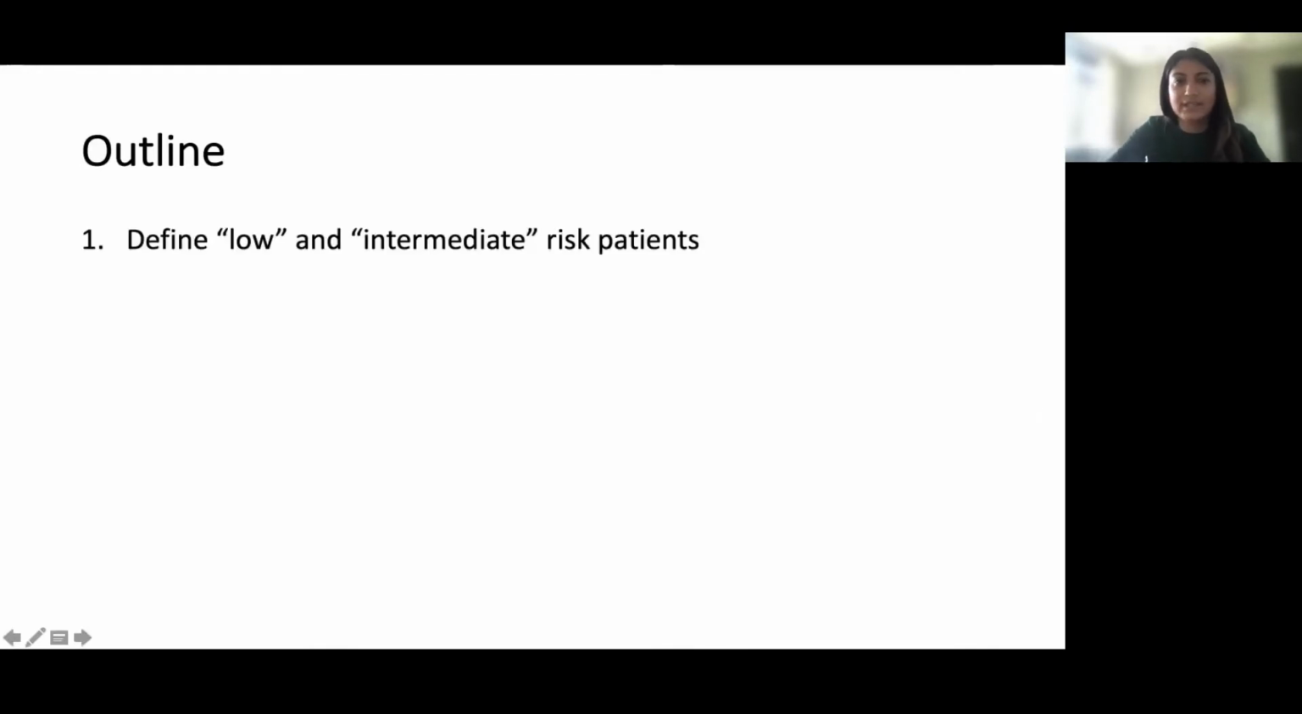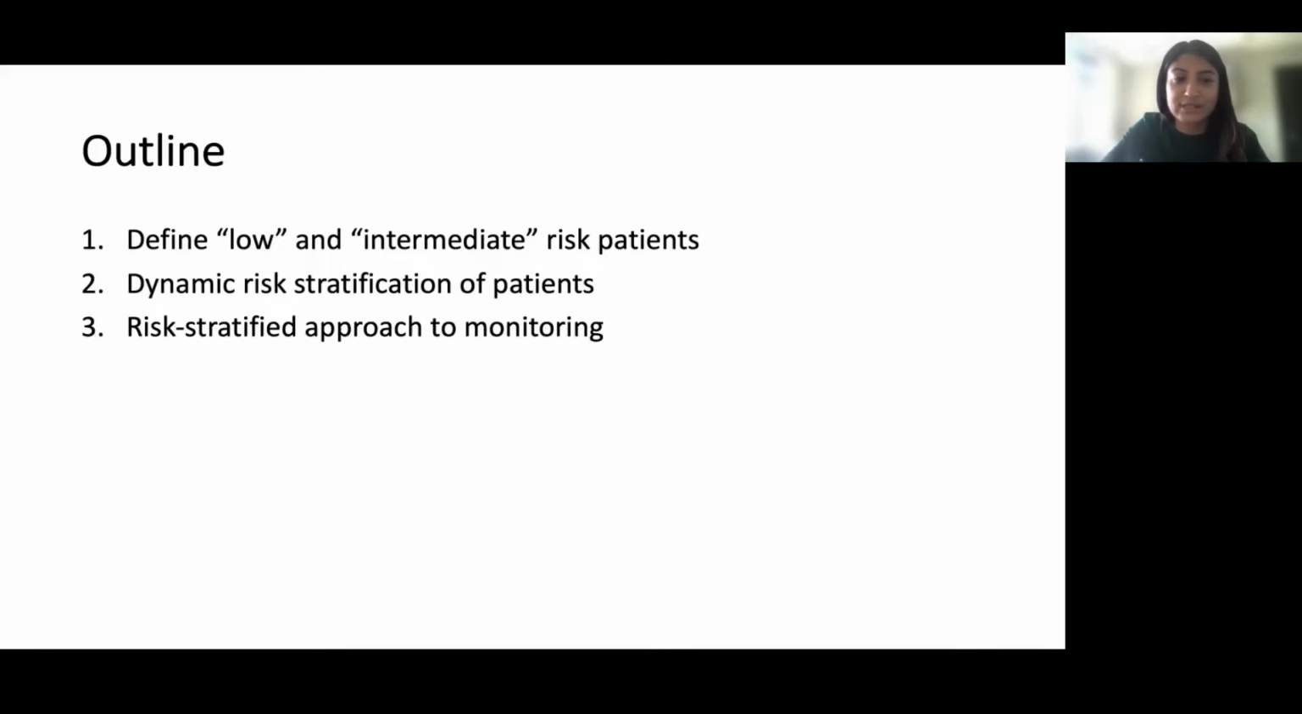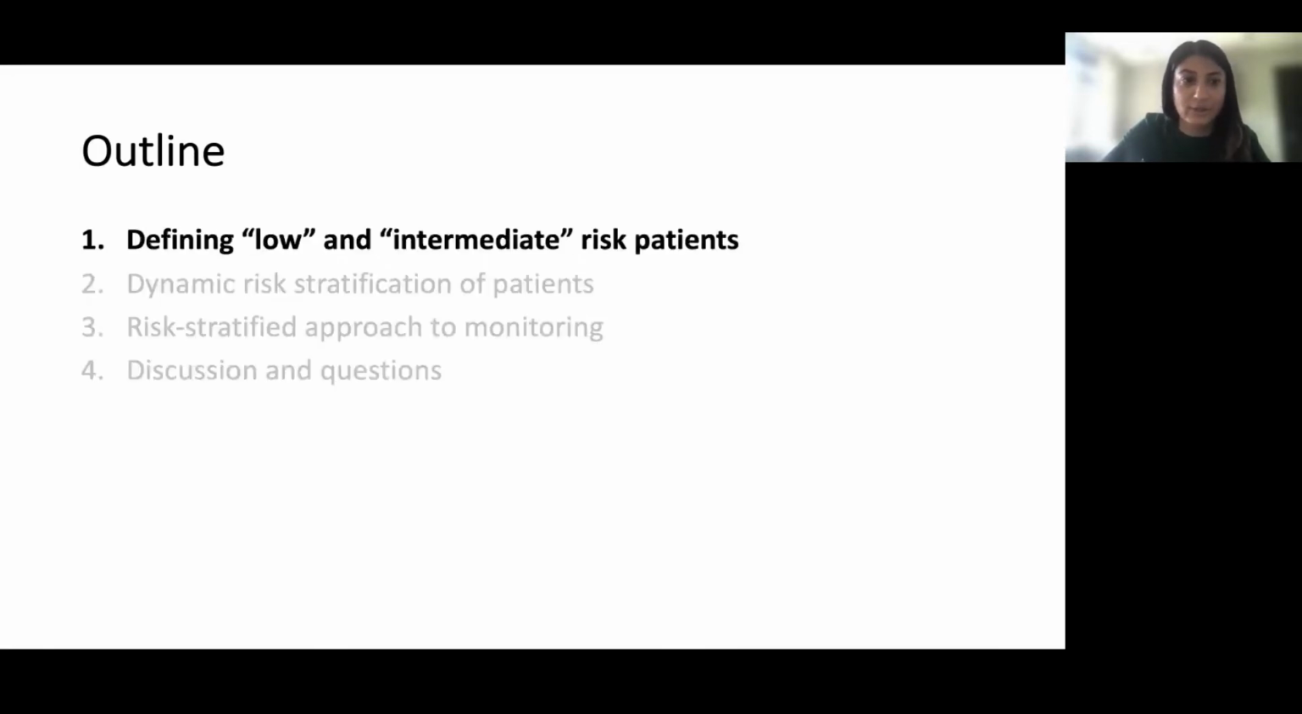So, okay, my talk, we're going to start by defining what are low and intermediate risk patients. What does that mean? The second part is going to be talking about dynamic risk stratification of patients. And so that already is a complex term, and I'm going to break that down. The third is, when we talk about monitoring, we use what's called a risk stratified approach. That essentially means we don't use the same approach for every single patient with thyroid cancer. It depends on the particular case. And then the fourth thing is just room for discussion and for questions.